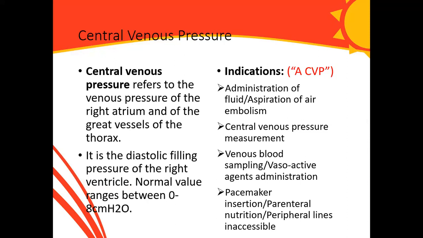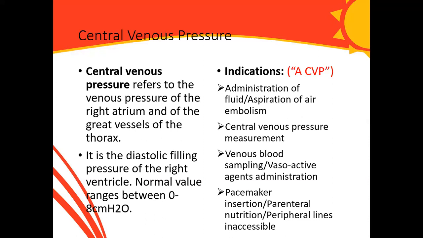The second hemodynamic parameter that we often measure in anesthesia and critical care is the central venous pressure, CVP. Now, this refers to the venous pressure in the right atrium, and is also equal to the pressure in the great vessels of the thorax. It is the diastolic filling pressure of the right ventricle. It is a value that is measured at diastole, and the normal value of CVP is between 0 and 8 centimeters of water.